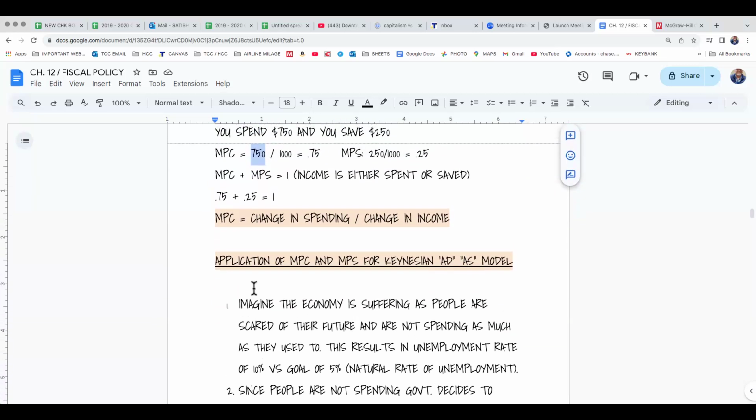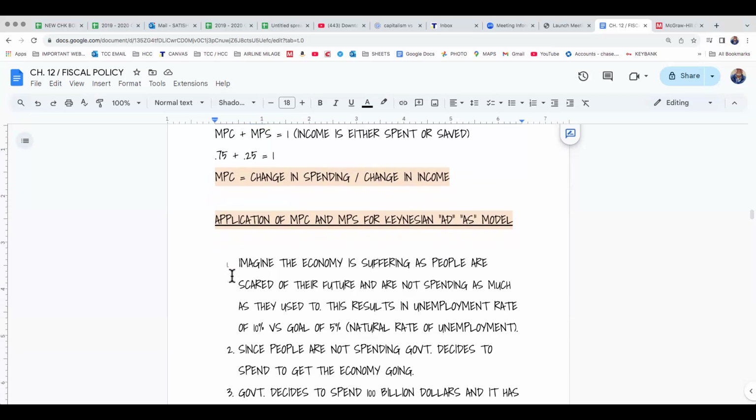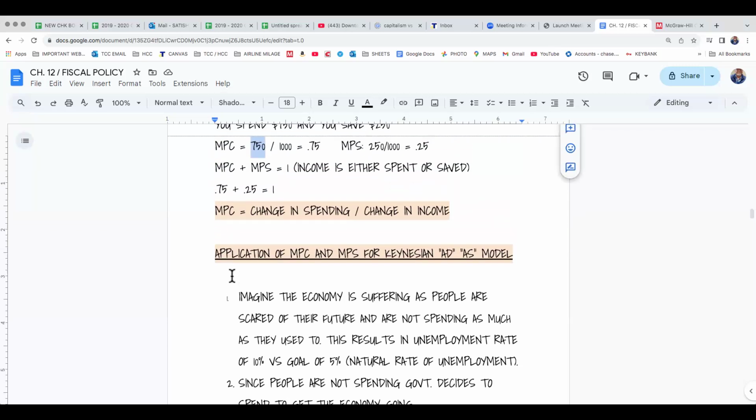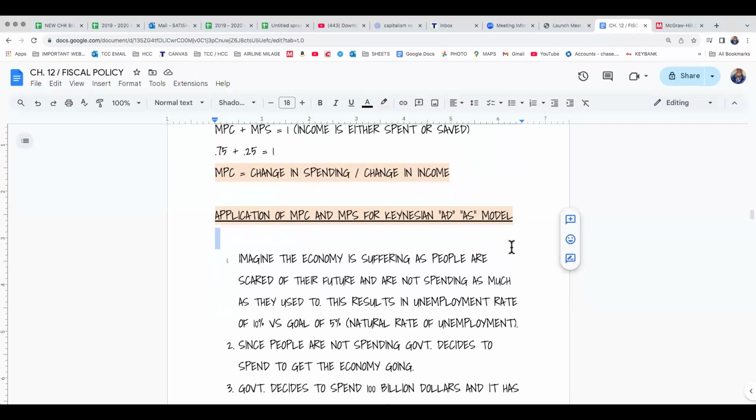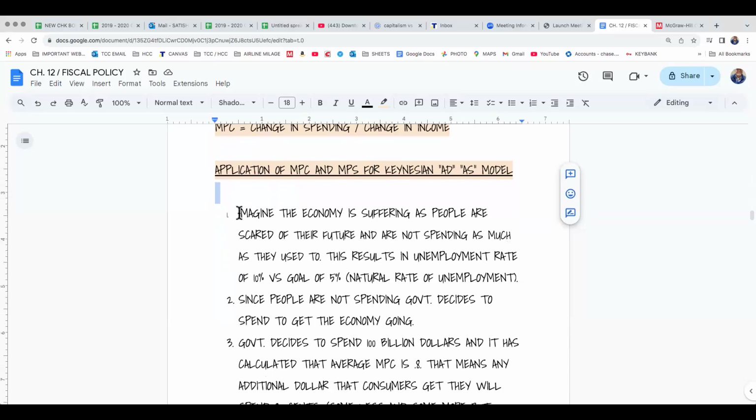Now we're going to show you the application of MPC and MPS in the Keynesian aggregate demand and aggregate supply model. These two concepts are so crucial to the model developed by Keynes. Remember, this is the model that he developed to show us what causes recession and what causes depression. So let's imagine the economy is suffering as people are scared of their future and not spending as much as they used to.